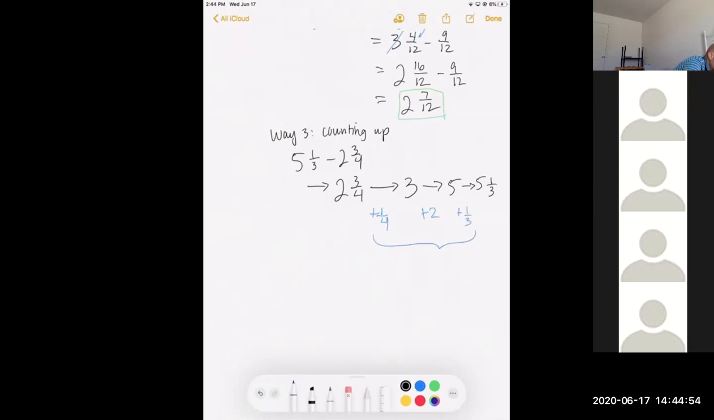That'll take actually a little bit of calculating on our part here. We're going to add 2 plus 1/4 plus 1/3, which is the same as 2 plus something over 12 plus something over 12. That's 3/12 and 4/12, which gives me my 2 7/12.